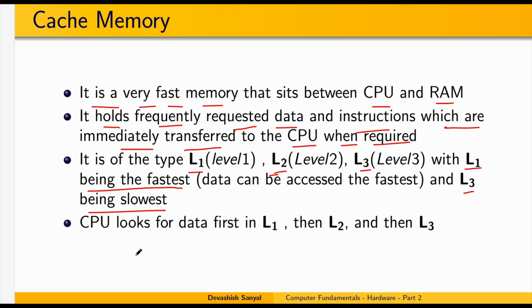So how does it work? The CPU first looks for data in L1. If it doesn't find it, then it goes to L2 and then it goes to L3.